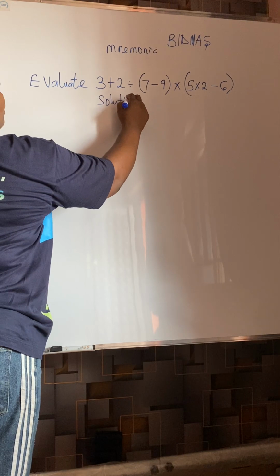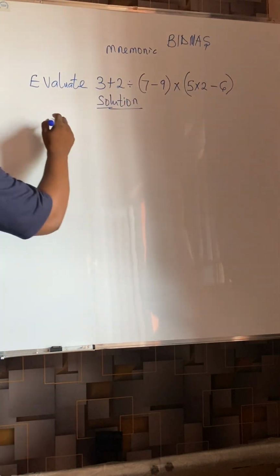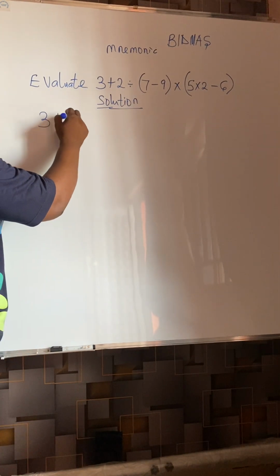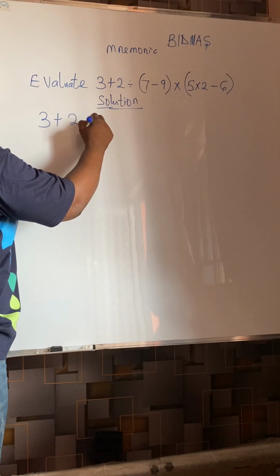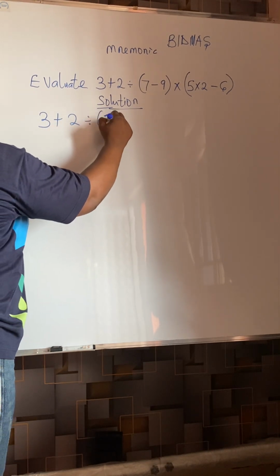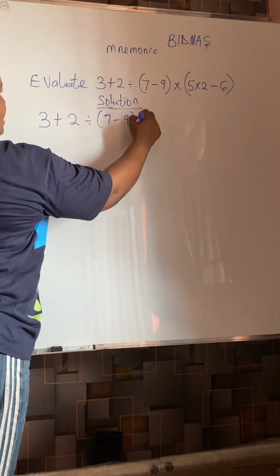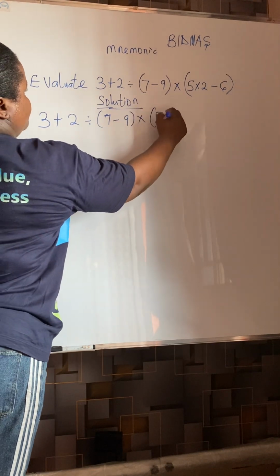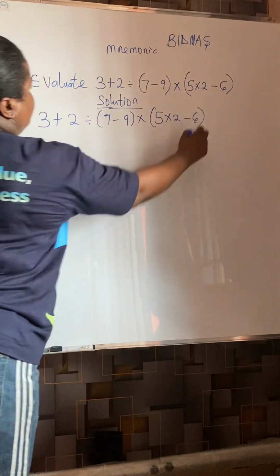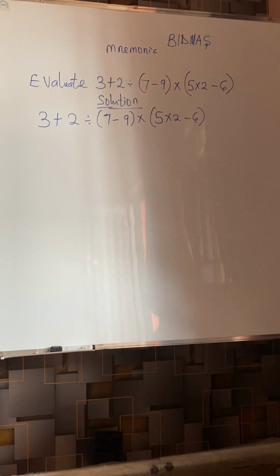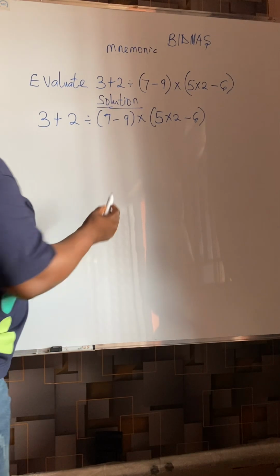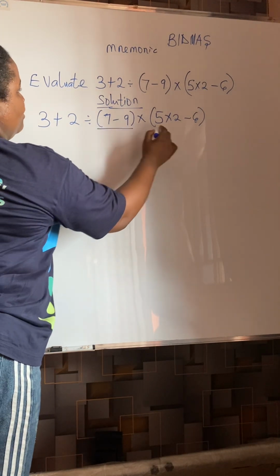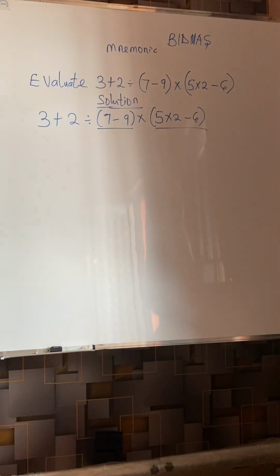So I have 3 plus 2 divided by 7 minus 9 times 5 times 2 minus 6. This is what I have. That's the question. And I'm to treat or consider what is in the bracket first. So I'm going to treat this guy and this guy. I'll work with the both of them.